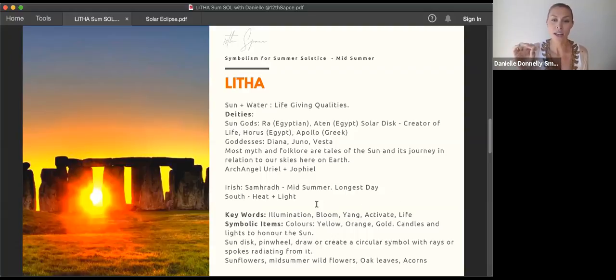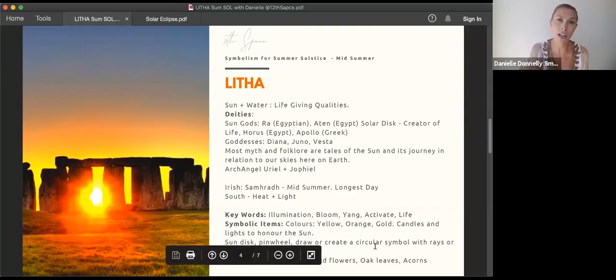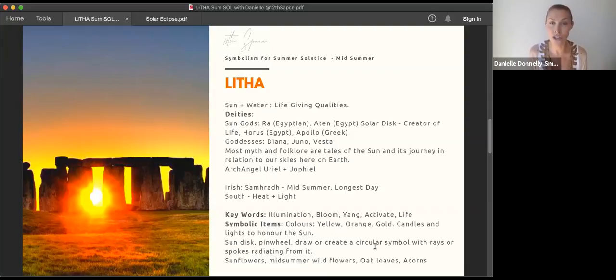We've also got, I've just written a few other little symbolic items, like the colors, which are fairly obvious: yellow, orange, gold, you know, all those kind of fiery colors. Using candles of those colors is great, or even painting with those colors can be fun, or using chalks to really get your hands actively moving with these colors can be very exciting.